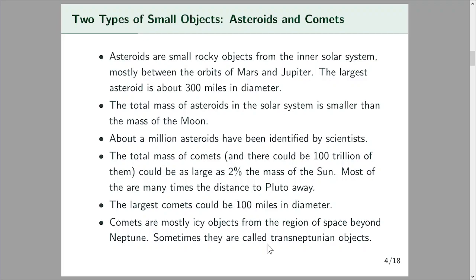Pluto and the other dwarf planets, which we'll talk about in a second, like Eris and Makemake, have the constituency of a comet. They're basically icy, rocky objects like comets, and so they're just large ones. We don't call them comets, we call them dwarf planets, but they're just large comets, basically. It's one of the reasons Pluto got kicked out of the club.